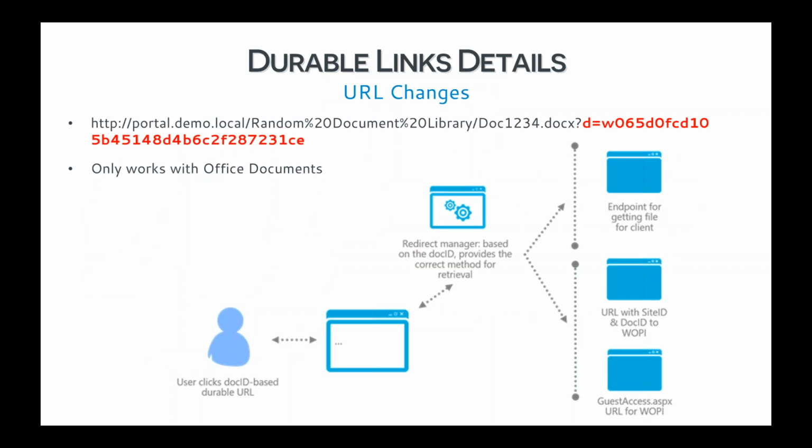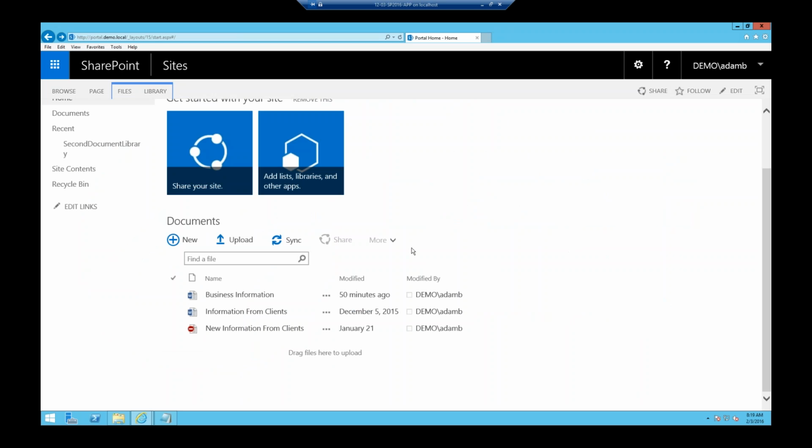How does it work? You'll see that in all your Office documents and PDF documents, you will have an ID number at the end. So you'll have the D equal and an ID number, and SharePoint will always check that ID number before checking the URL, and will always get you to the right document. So let me show you how it works.